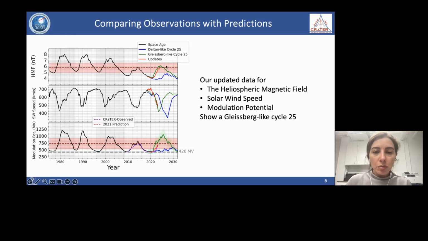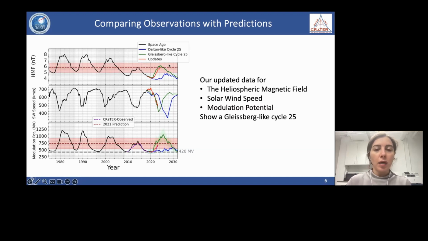And you see the green and blue, which is the Gleissberg-like in green, and the blue is a Dalton-like cycle 25. So these are those projections from our 2020 paper. And then the red dashed line, or the maroon dashed line you see here, is our prediction based on our 2022 paper for the maximum of cycle 25.